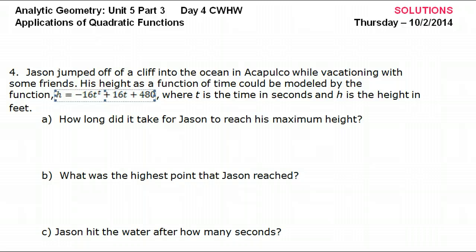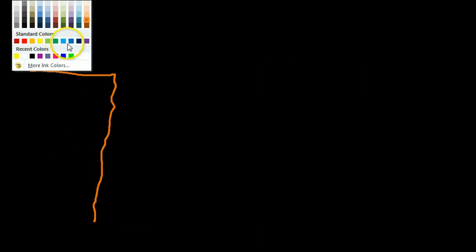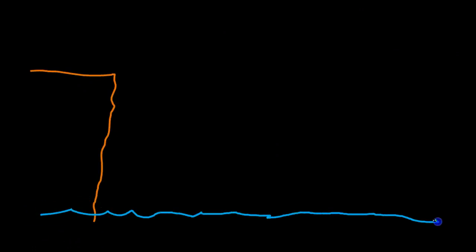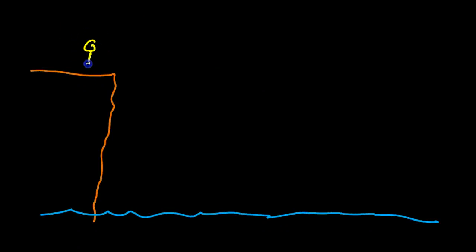Okay, so here's the situation. Let's just draw this out. So we have some sort of a cliff happening. Here's Jason at the top of this cliff. And I'm assuming down below there's water, the ocean. Jason's gonna jump. He's a jumper. So Jason's path is gonna do a parabola like this.